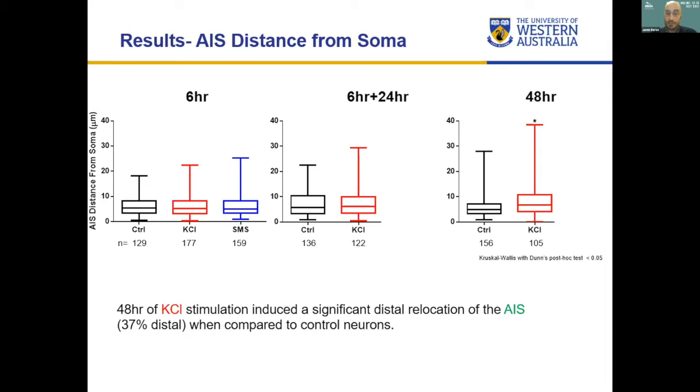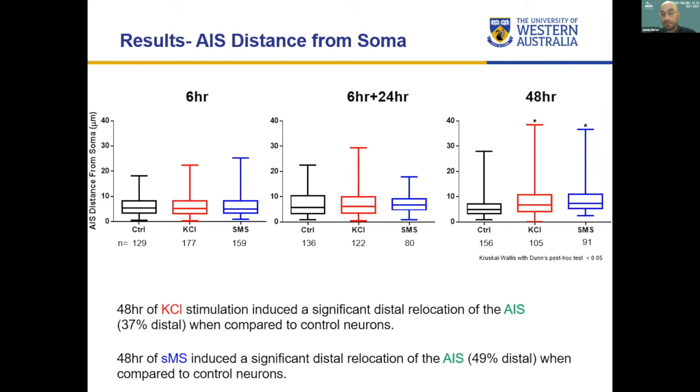And then with our static magnetic stimulation, we didn't see any changes in AIS distance from the soma with 6 hours of stimulation or 24 hours later. But what was interesting was that we saw significant distal relocation in the AIS with 48 hours of constant stimulation, which was very similar to potassium chloride.